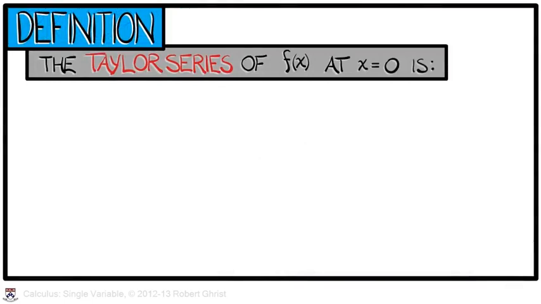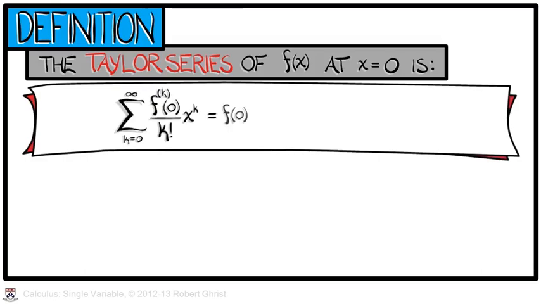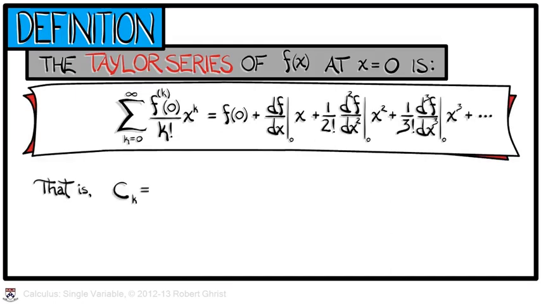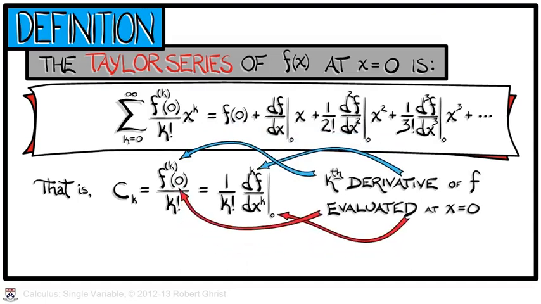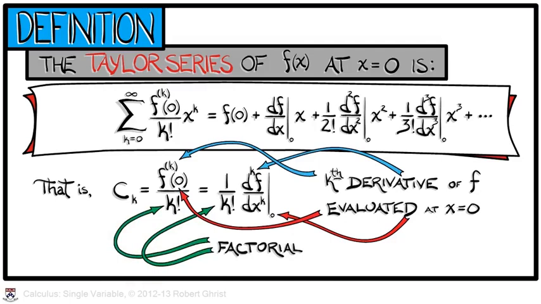The Taylor series of a function f at an input 0 is the following series: f at 0 plus the derivative at 0 times x plus 1 over 2 factorial times the second derivative at 0 times x squared, etc. That is, the kth coefficient is equal to the kth derivative of f evaluated at the input 0 and then divided by k factorial. This is a most important definition.